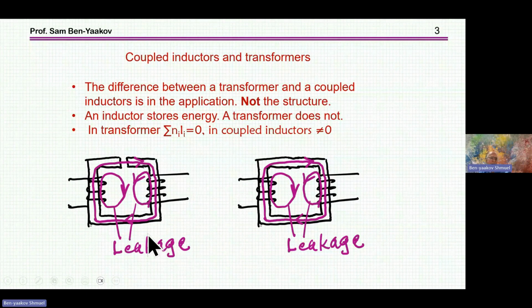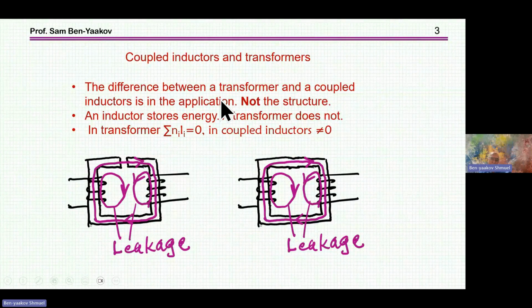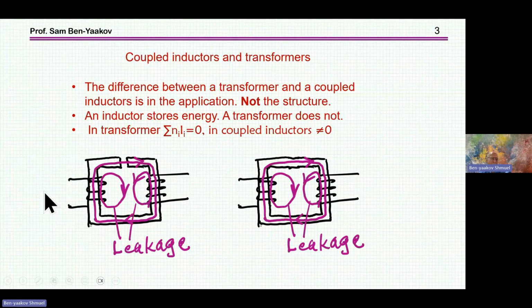Now, what is the difference between coupled inductors and transformers? The difference is in the application, not in the structure. They could look the same. The point is that coupled inductors are storing energy. That is, you can have energy coming in one side and also coming in from the other side at the same time.